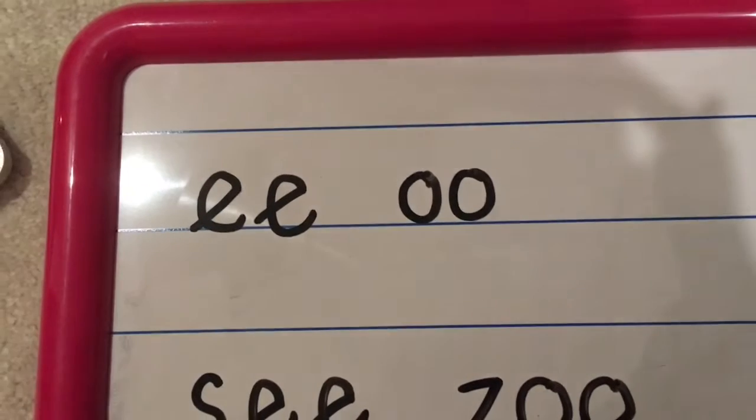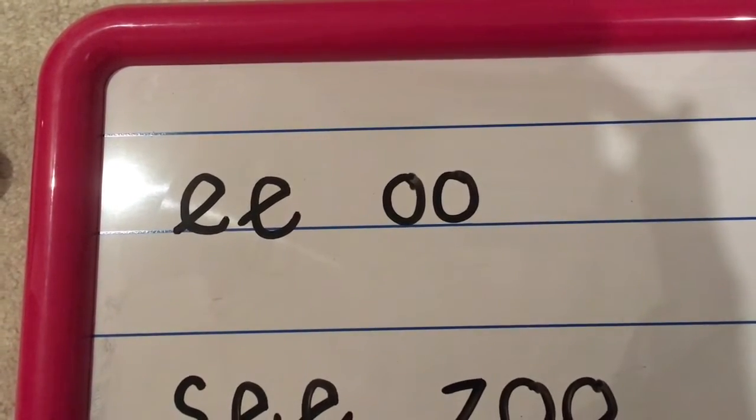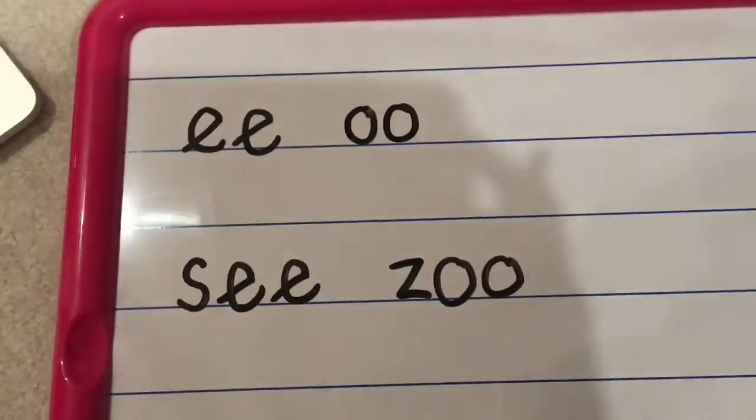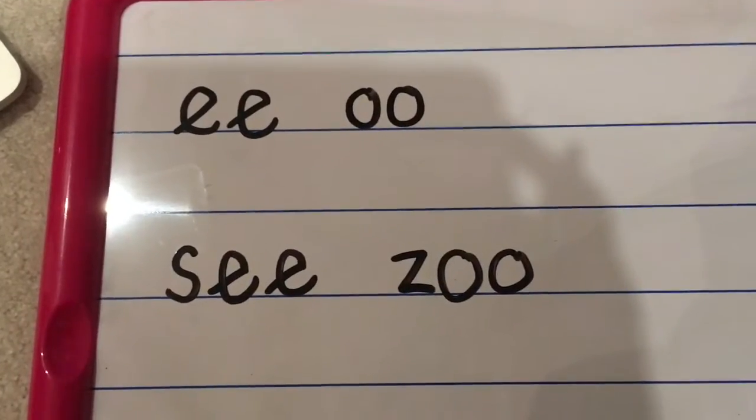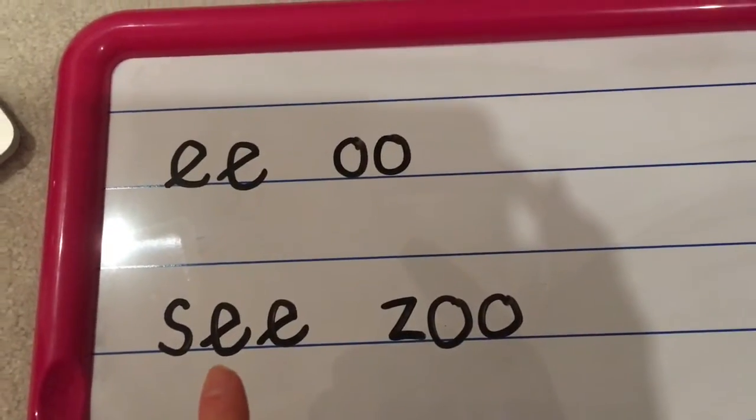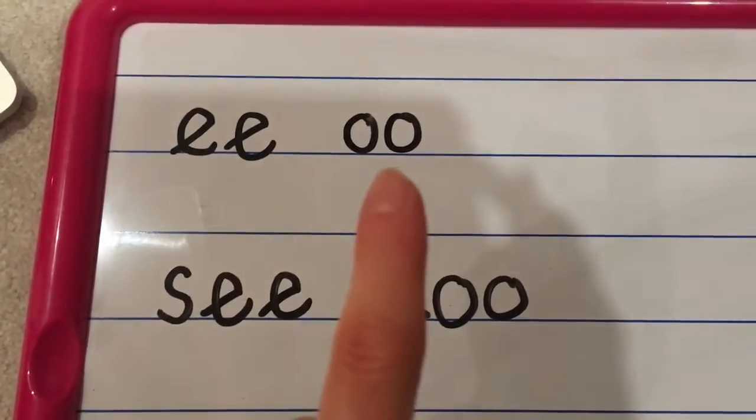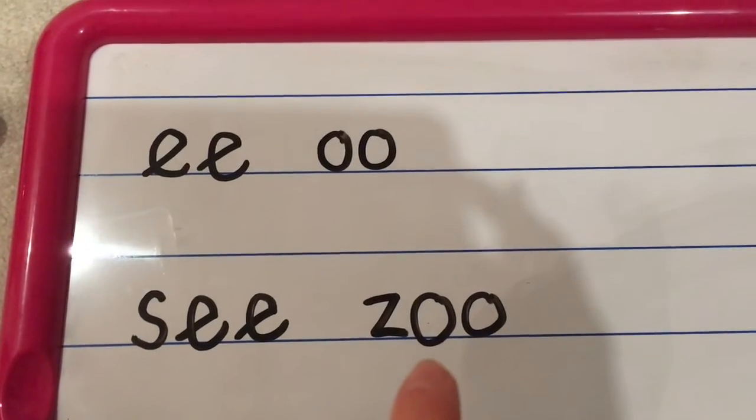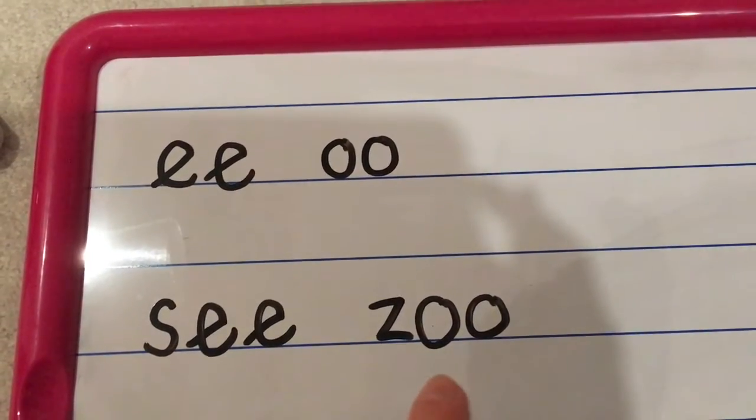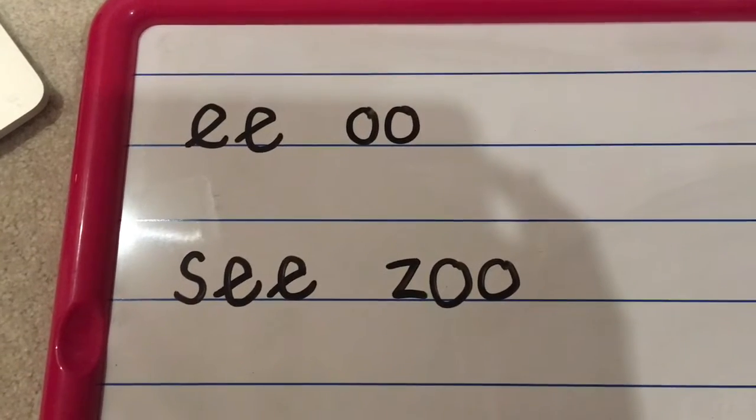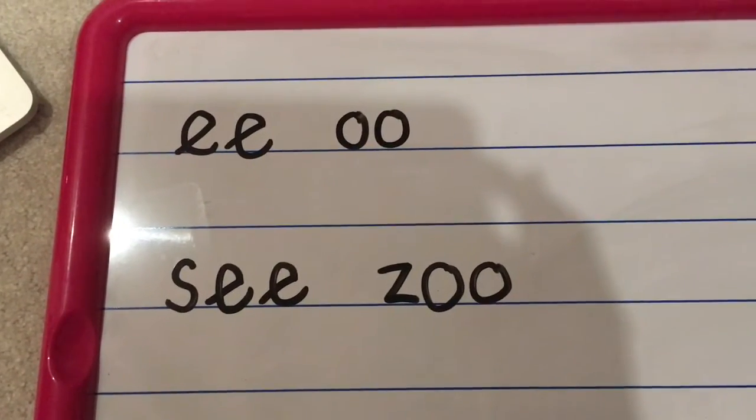A wee bit extra practice of E and oo, okay? This is something we visited quite near the beginning of the year and it's just a little bit more practice for you guys, okay? So for example, for our E sound, we might have a word like see. And for our oo sound, we might have zoo. So there are lots of words that we could use this week for our 2 sounds.